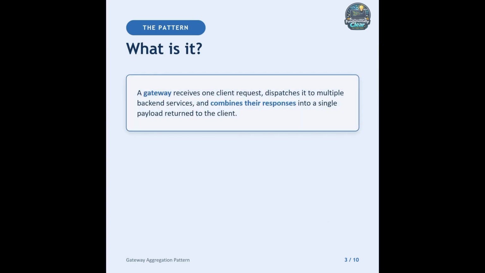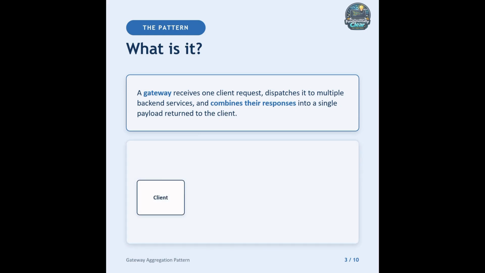So what is the gateway aggregation pattern? A gateway sits between your client and your backend services. The client sends one request, the gateway fans out to multiple services in parallel. It collects all the responses and assembles them into a single payload, which it returns to the client. One request in, many services queried. One response out, that's it.